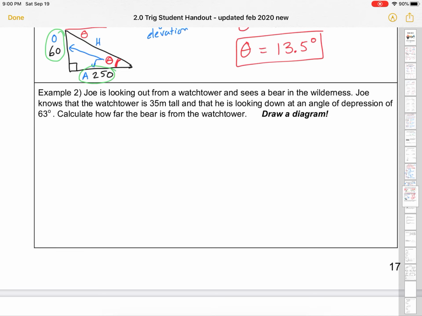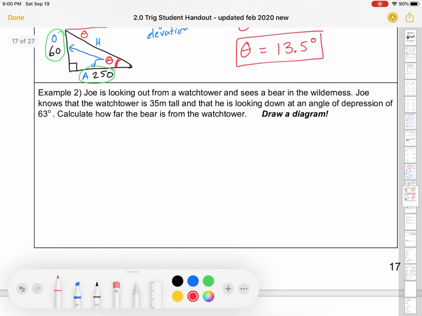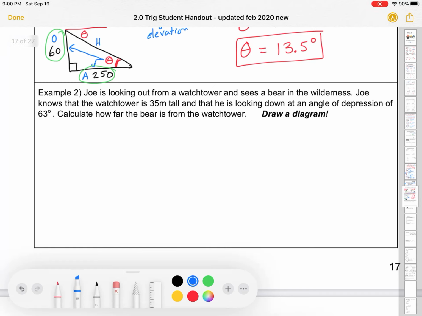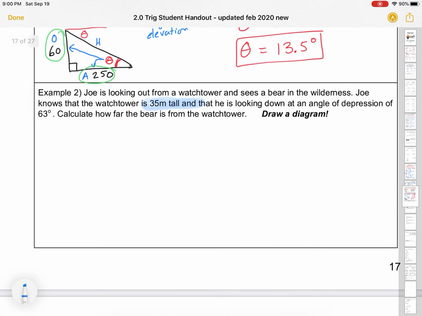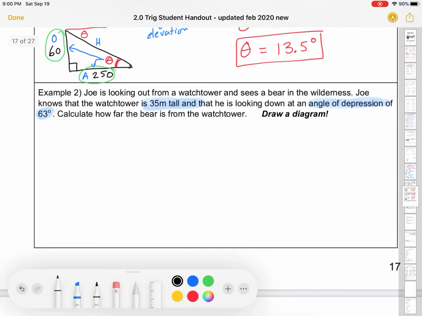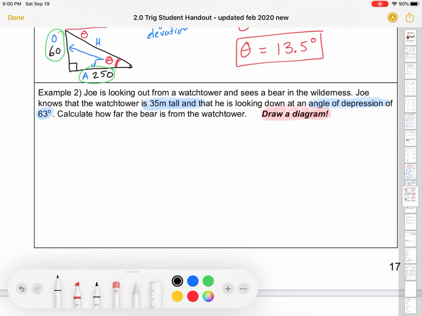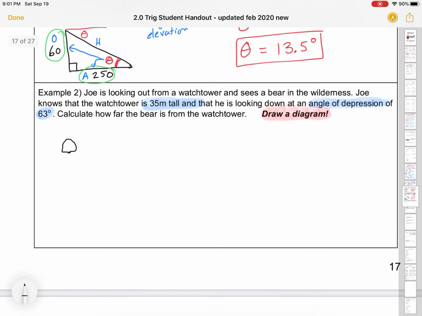Joe is looking out from a watchtower, and he sees a bear in the wilderness. Joe knows that the watchtower is 35 meters tall, and he is looking down at an angle of depression of 63 degrees. Calculate how far the bear is from the watchtower. And then it says, draw a diagram. So that's what we're going to start with.